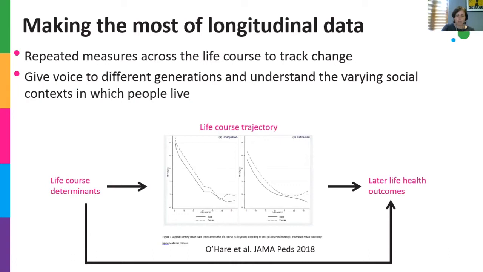So we have a life course trajectory of a measure of health. Here it's resting heart rate, but it could be anything. And you have early life determinants of that trajectory, and then the health consequences of the different trajectories. Understanding this whole life course pathway has the potential to identify those at risk earlier in the life course. And from a more social perspective, cohort studies give a voice to different generations and different groups within society, and they can be used to study the effects of different social contexts in which people live their lives.